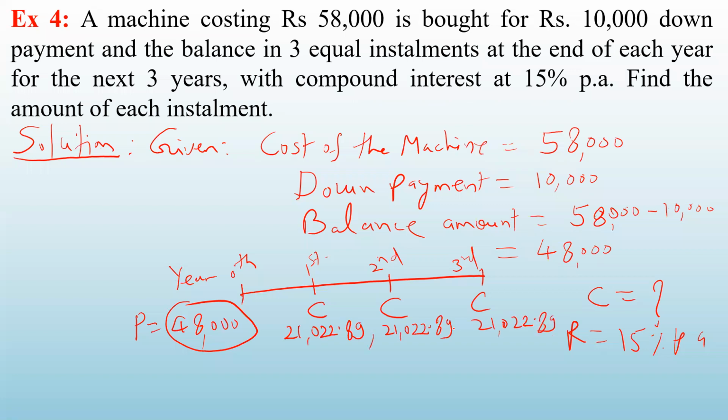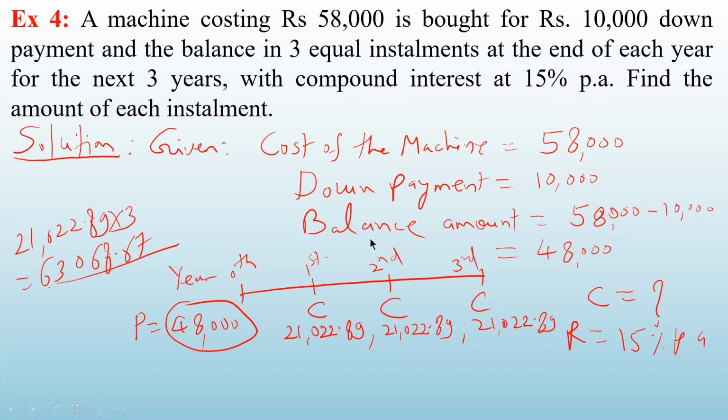21,022.89, 3 times you are paying this if you are not paying 48,000 presently. Okay, you can see here if you are paying 21,022.89 3 times, actually how much you are paying is 63,068.67. If you multiply this by 3, you are paying 63,000. So actually you are paying much more. Whereas if you pay today itself, it will be 48,000.